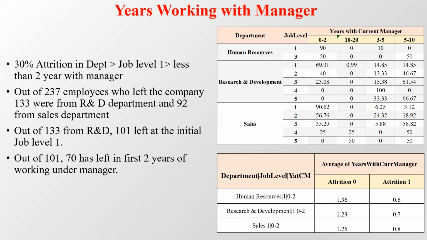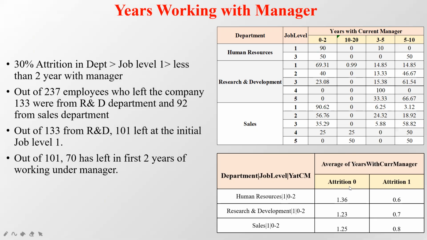These figures indicate that of the employees who have left the company, the majority are the ones who were working with their current manager within the year 0 to 2. So they are leaving the company within 0 to 2 years. And you can clearly see the 30% attrition between department job level 1 and job level 1 with less than 2 years with manager. And out of 133 employees from R&D, 101 left at the initial job level 1.